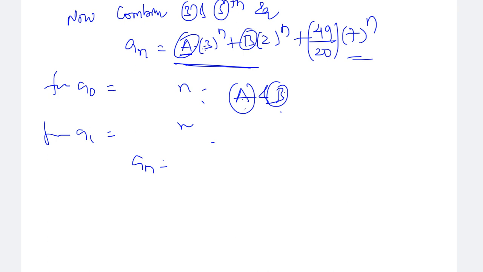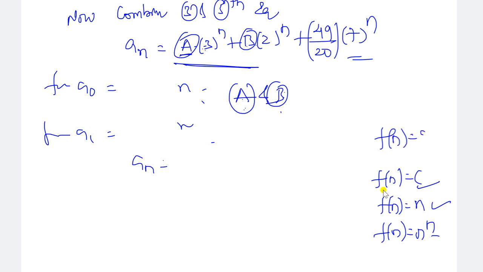So you see here, as of now in non-homogeneous recurrence relation, f of n equal to a constant is completed, f of n equal to n is completed, and f of n equal to r to the power of n is completed in this video. And the last method in the non-homogeneous, that is f of n equal to n square, that is our next video. I will do that in the next video.